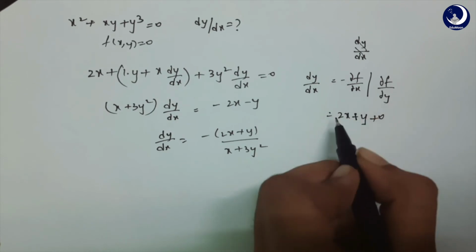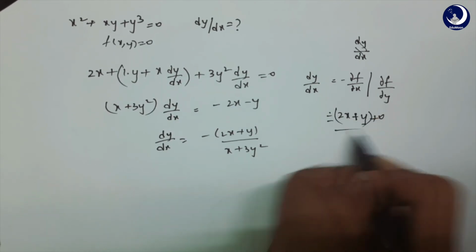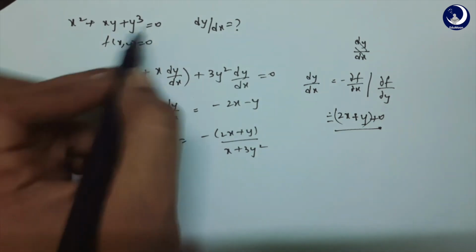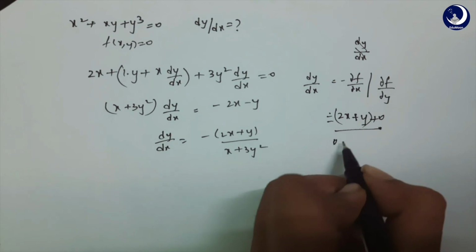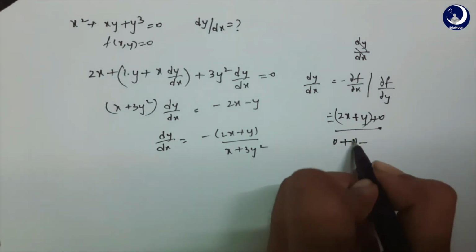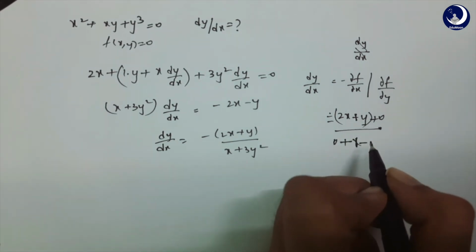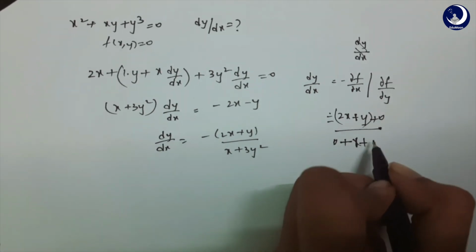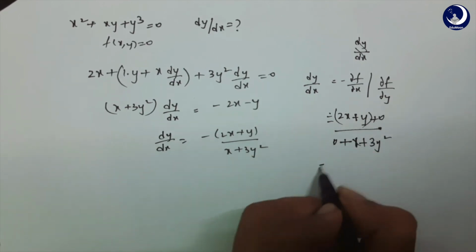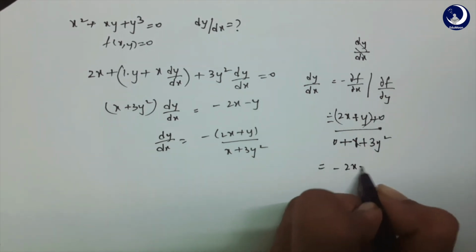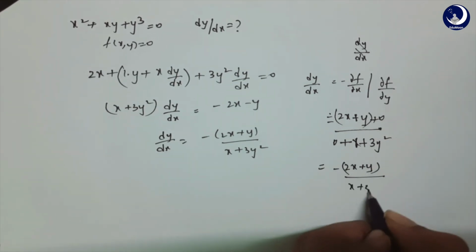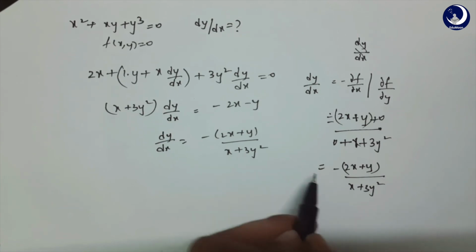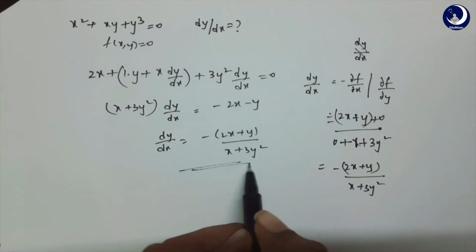And we have a negative over here, so minus by, now partially differentiate this whole equation with respect to y, so x terms are treated as constant. That would give us 0 plus x is constant, and you differentiate y, that's 1, so x plus 3y square. That gave us minus (2x plus y) by (x plus 3y square). Both our answers are the same, so that's how you do these sort of problems.